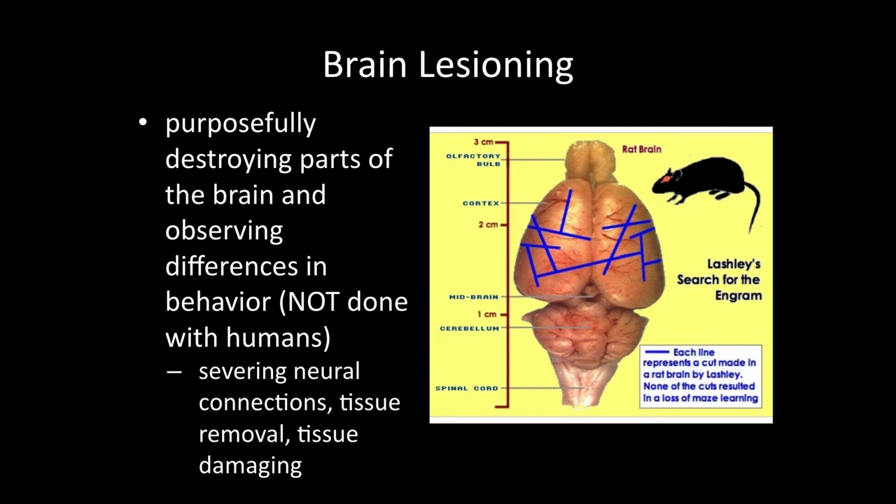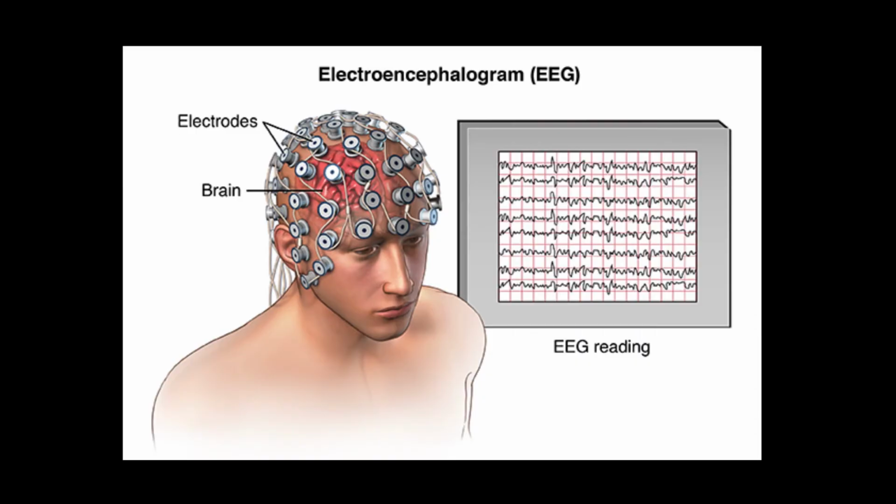Now, in humans, we learn some of what we know about the brain from people that have suffered brain damage, that have had tissue damage in different areas of the brain. And so we can learn quite a bit, not from purposefully damaging their brains, but from people that have experienced brain damage of some kind.